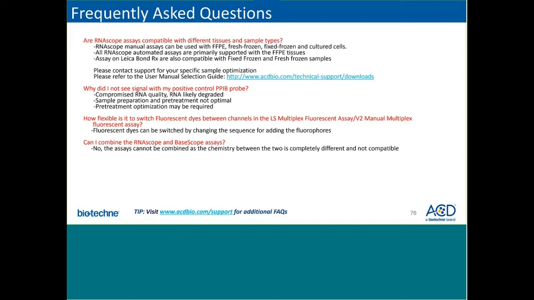Again, another common question is, can you combine the RNAscope and BaseScope assays so that you can look at your shorter targets or splice variants along with your standard RNAscope? And the answer is, unfortunately, you cannot do so, as the chemistry between the two is completely different and not compatible, from the probe design even through the amplification structure.